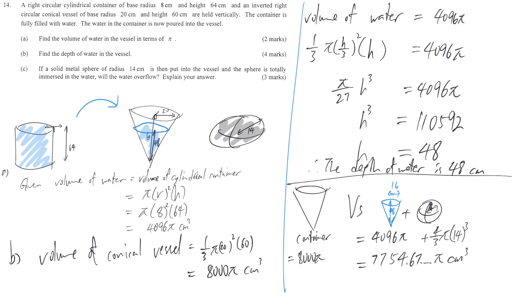So now we can compare two values. Our space is this amount, however we just need to use this amount of space. This is less than 8,000 pi. Therefore, it will not overflow. In reverse, if you find out that this amount needs more space, more than 8,000, then you will say that the water will overflow. In this case, it will not overflow.